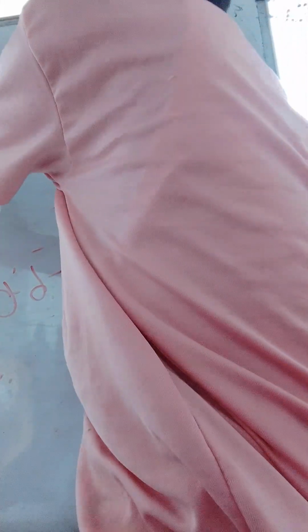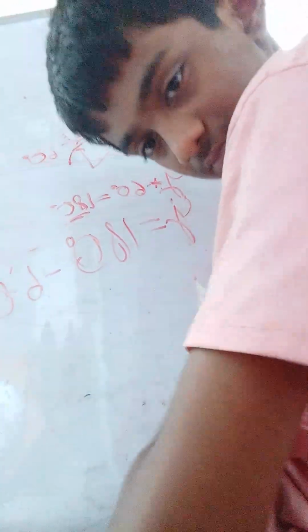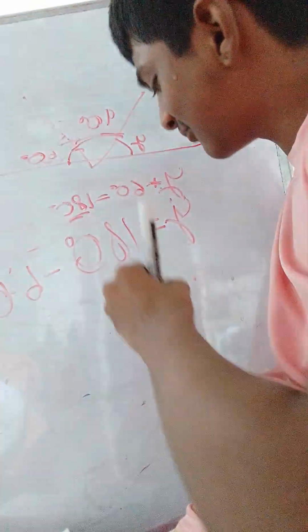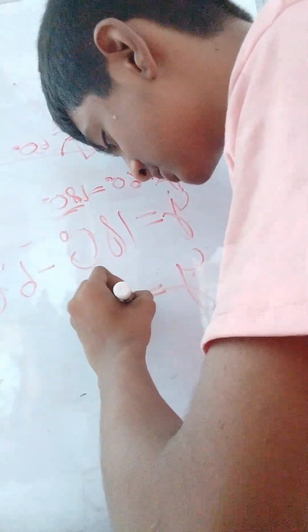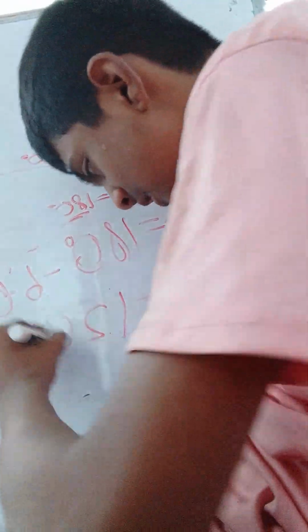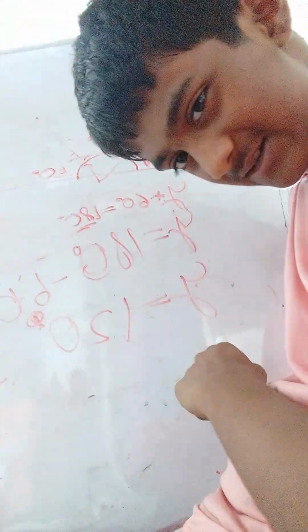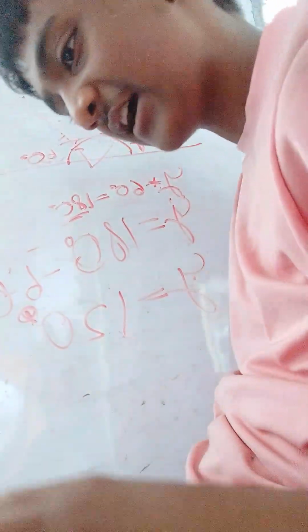And what is 180 minus 60 degrees? 180 minus 60 degrees is 120 degrees. Wait, what is 180 minus 60? Oh, right, yeah. 180 minus 60 is 120, and y is equal to 180 minus 60. So we should know that y is equal to 120 degrees. See? Wait. Is that answer correct?